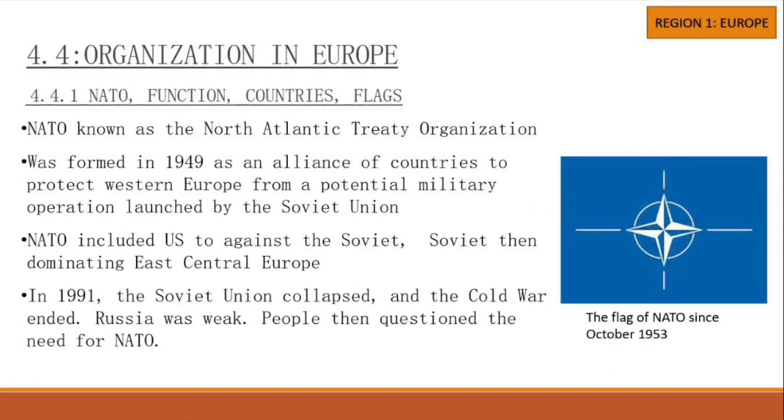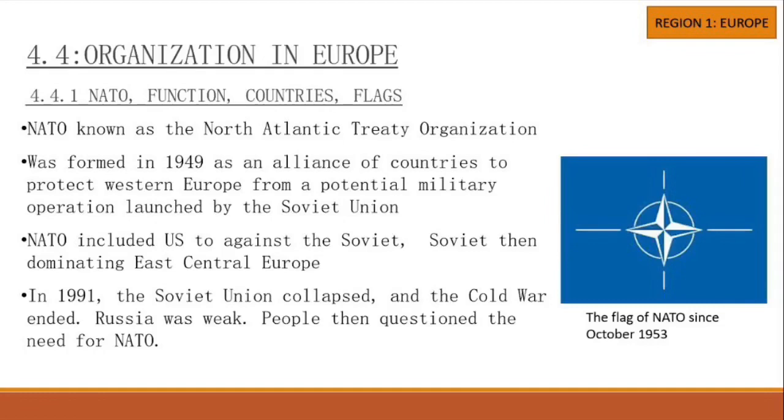Next, the organizations in Europe. There are two organizations in Europe, which are NATO and, secondly, the European Union. First of all, NATO is known as the North Atlantic Treaty Organization. It was formed in 1949 as an alliance of countries to protect Western Europe from a potential military operation launched by the Soviet Union. The immediate cooperation came about among the countries of Western, Northern and Mediterranean Europe. To form a stronger organization, NATO included the US against the Soviets, while the Soviets dominating East Central Europe formed an alliance to support them.